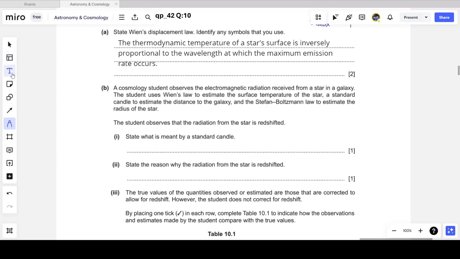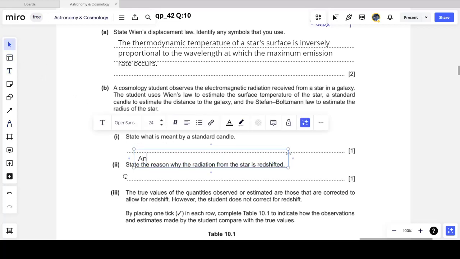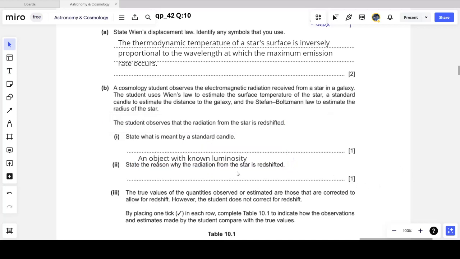So we know that a standard candle is anything that we know the luminosity of. So I'm simply going to say it's an object, or I can say a stellar object, but any object with known luminosity. So I need to know the luminosity, especially if I'm going to be using the Stefan-Boltzmann law to determine size. I need to know the luminosity of something. And if I want to compare something to something else, I need to know the luminosity of at least one thing.